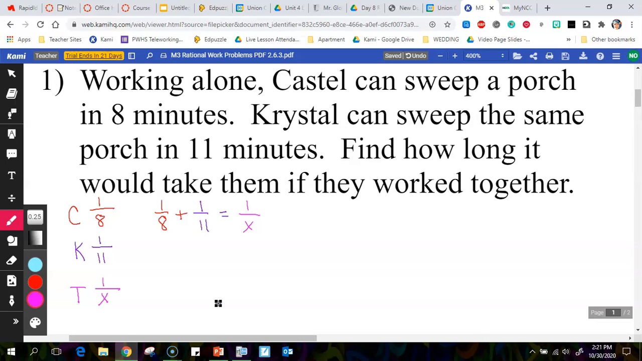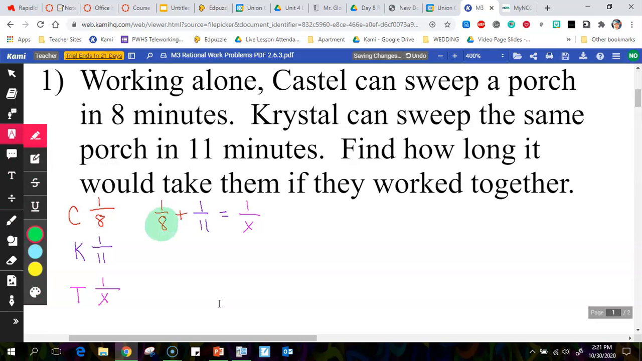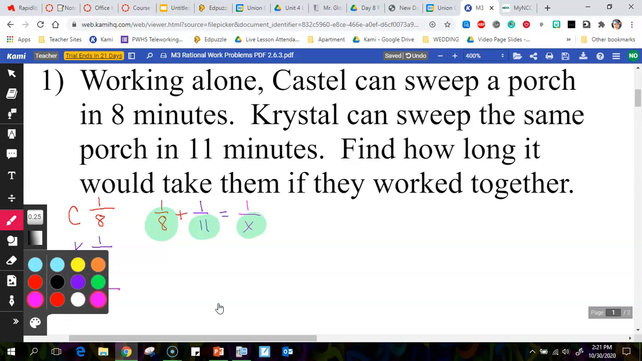You remember when we added and subtracted, we had to find a least common denominator. That's what I have to do here. My least common denominator for 8, 11, and X is going to be all of them times each other. Another way you could write this is vertically, 1/8, 1/11, 1/X, you might like that better. So the least common denominator is going to be 8 times 11 times X, which is 88X.